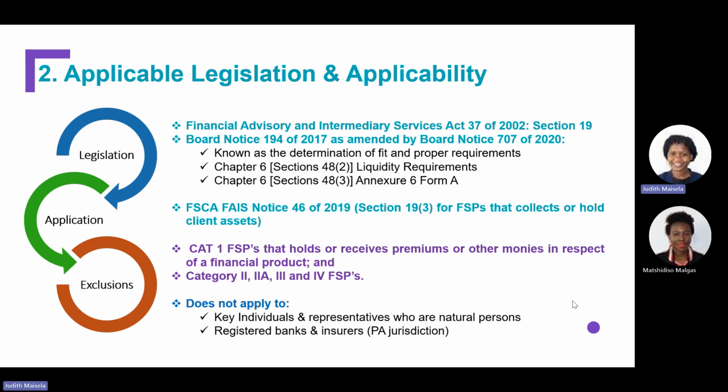All the legislation that I've just mentioned above applies to a Category 1 FSP that holds or receives premiums or other monies in respect of a financial product, and it also applies to Category 2, Category 2A, Category 3, and 4 FSPs. This, however, does not apply to key individuals and representatives who are natural persons, as well as registered banks and insurers that are now under the jurisdiction of the Prudential Authority.